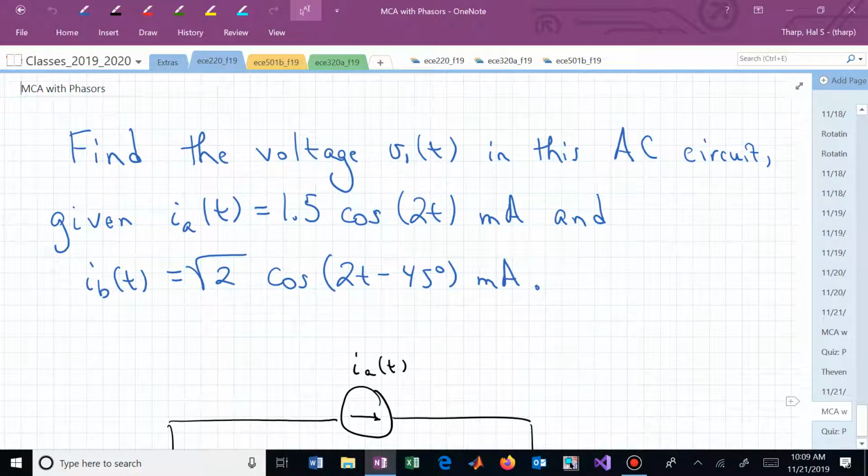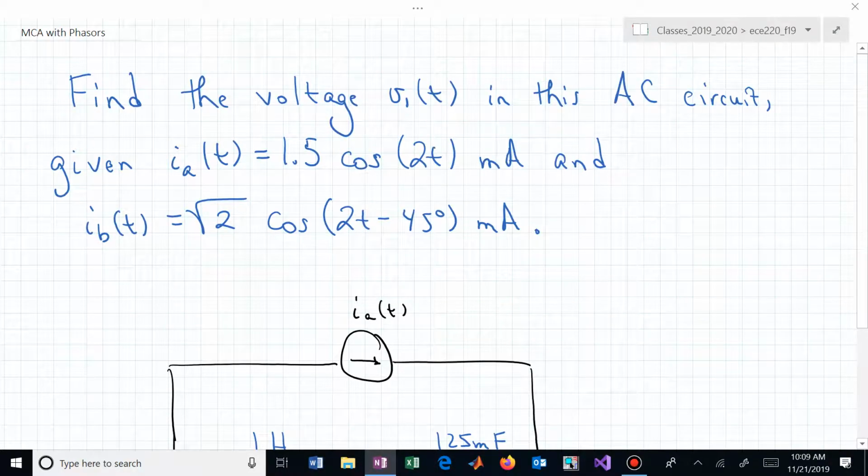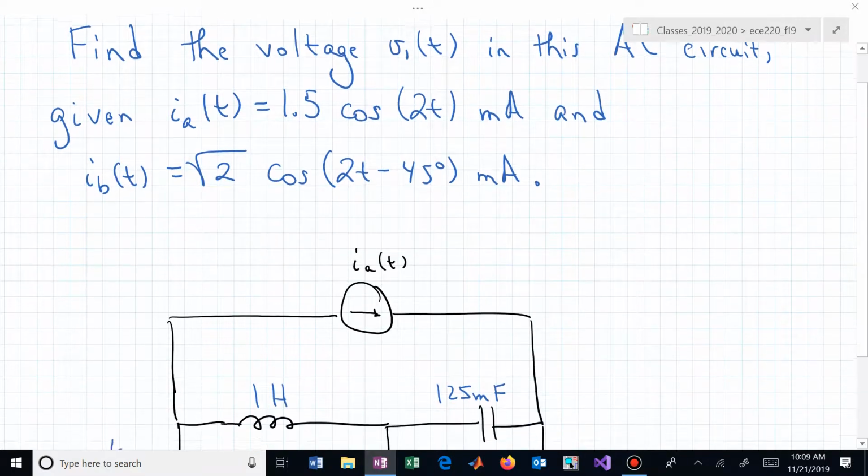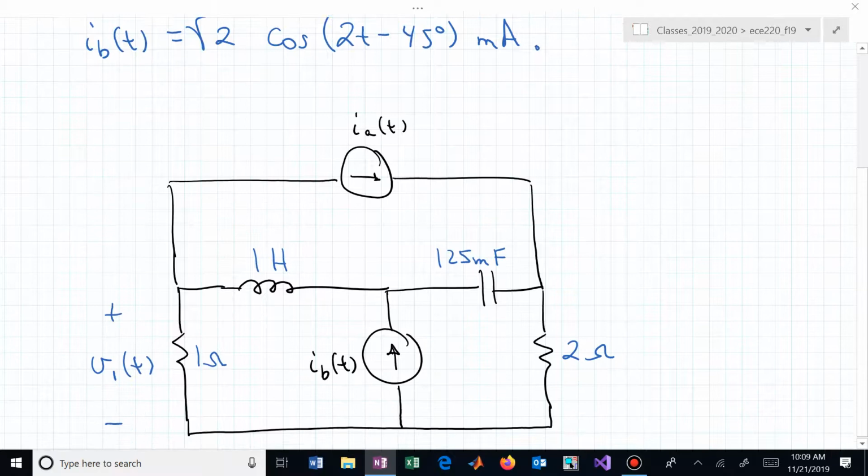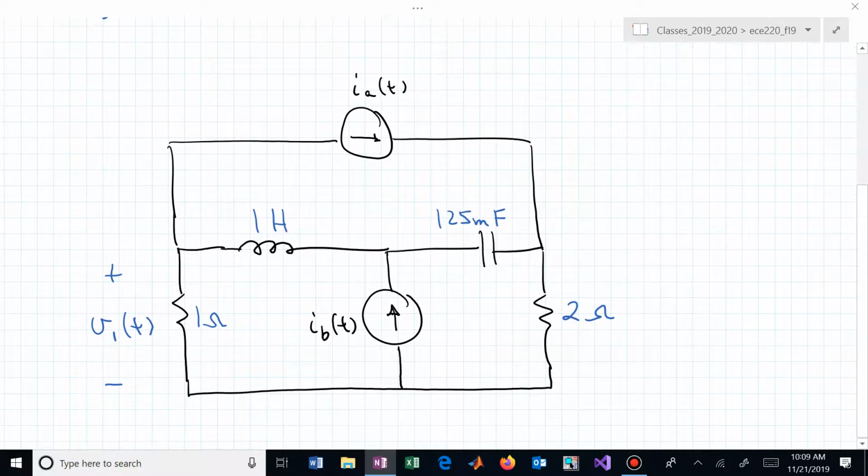Let's look at another problem. Find the voltage v1 of t in this AC circuit. AC, just think sinusoidal steady state, alternating current, given i sub A of t, and here you can see i sub A of t is some cosine in milliamps, and i sub B some cosine in milliamps, and here's the circuit.